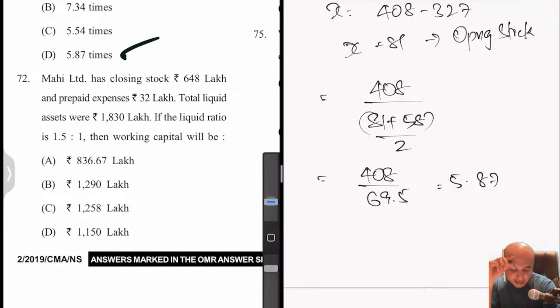Mahi Limited has closing stock 648 lakhs and prepaid expenses 32 lakhs. Total liquid assets were 1,830 lakhs. If the liquid ratio is 1.5:1, then working capital will be dash. Prepaid expenses are there, closing stock is there, current assets is not there, but still we can identify.